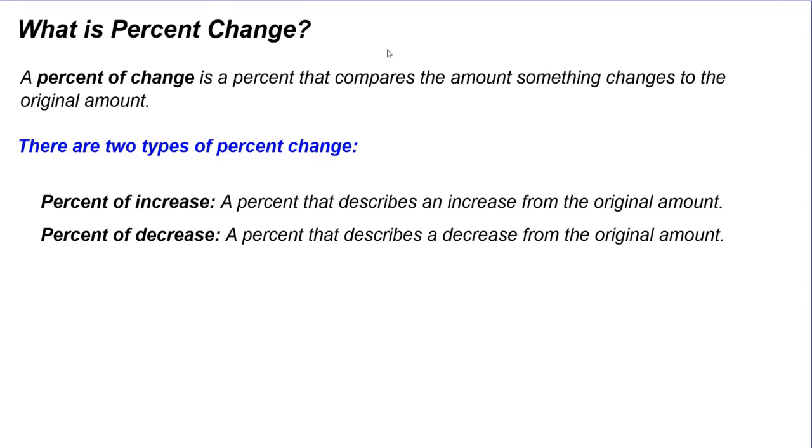A percent of change is a percent that compares the amount something changes to the original amount. So we're using a percent to describe an amount of change, how much something has changed. There are two types of percent change. There is a percent of increase, which is a percent that describes an increase from the original amount. And there's a percent of decrease, and that's a percent that describes a decrease from the original amount.